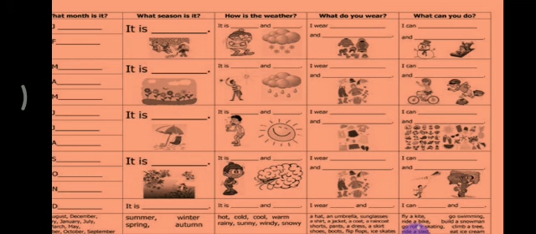You're right. What do you wear? What do you wear? You think. Okay? What can you do? Fly a kite, go swimming, ride a bike, build a snowman, climb a tree, eat ice cream. You must find. Okay?